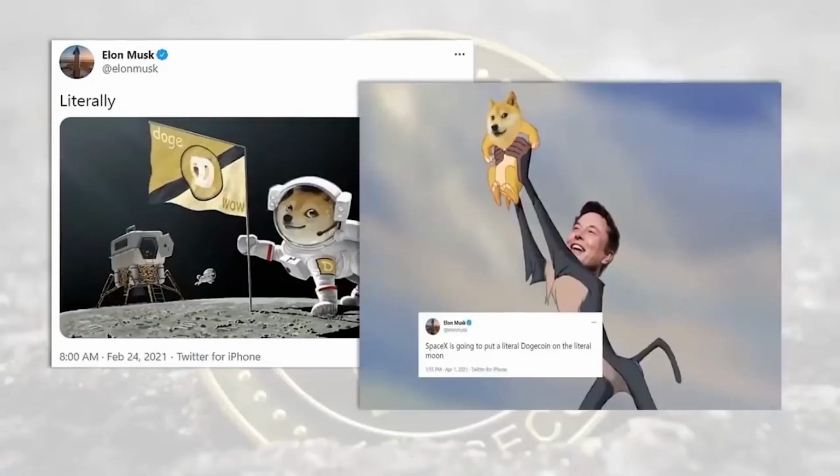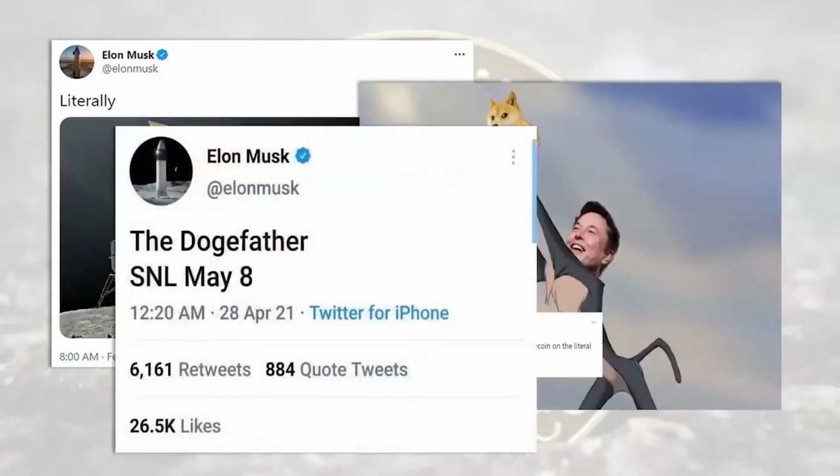His most recent tweet was on Wednesday, May 5, 2021, "the Dogecoin father SNL May 8," which is a reference to both his constant tweets on Dogecoin as well as his appearance on Saturday Night Live on May 8, 2021.